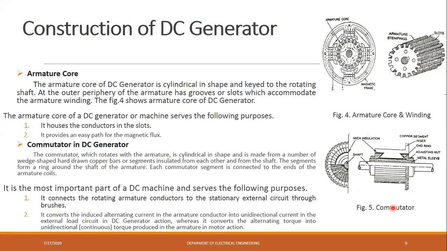Okay, so the most important part of the DC motor is the commutator, because this commutator connects the rotating conductors to the stationary external circuit through the brushes. That means whenever brushes collect the current and give it to the commutator, it will convert this current into alternating current. So this is connected in the external load circuit, and it converts the alternating torque into a unidirectional torque produced in the motor armature action.